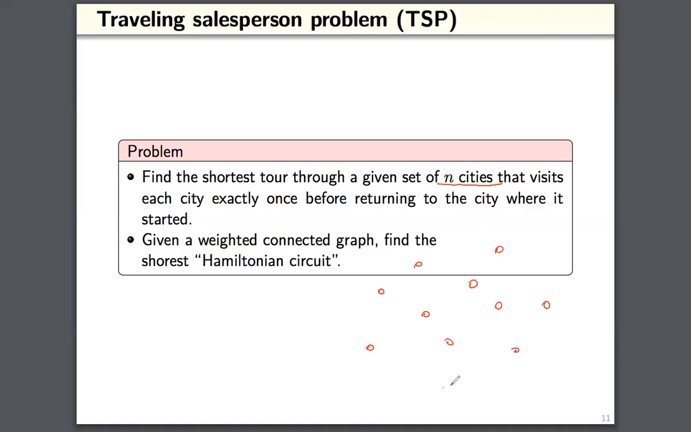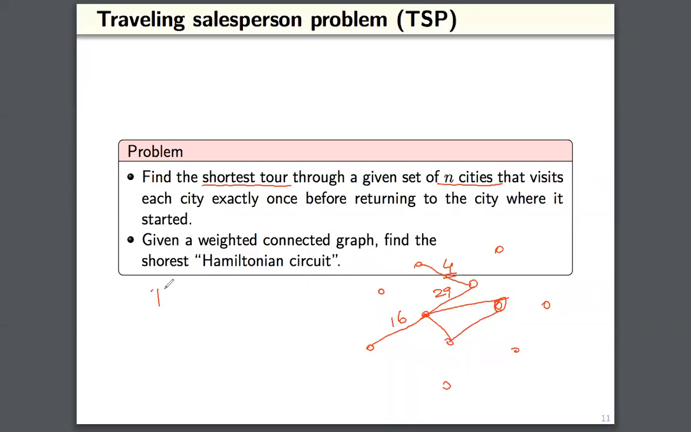So you can assume that you are given a graph with nodes and edges, right? Something like this. And each edge has a weight associated with it. You can call it edge cost, edge distance, whatever. Okay, so you want to find the shortest tour through this given set of n cities that visits each city exactly once before returning to the city where it started.